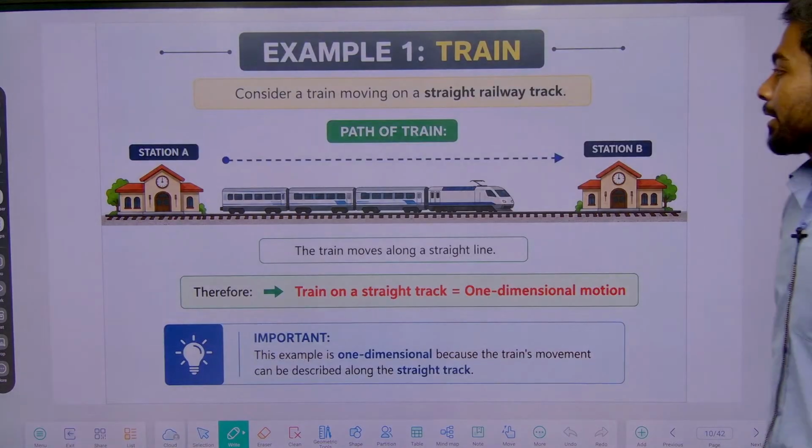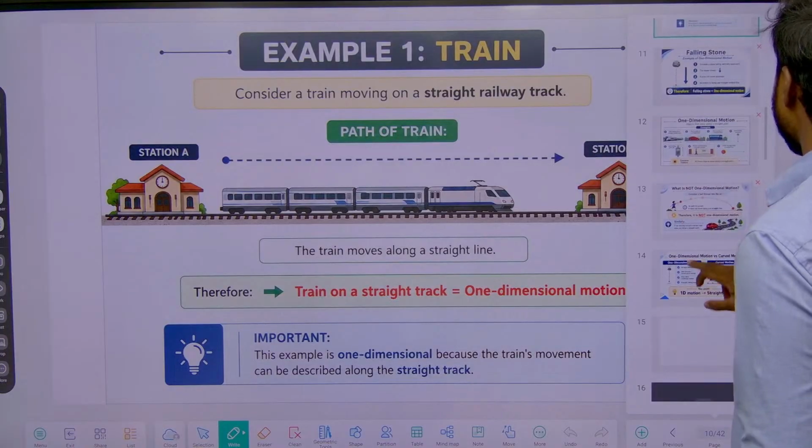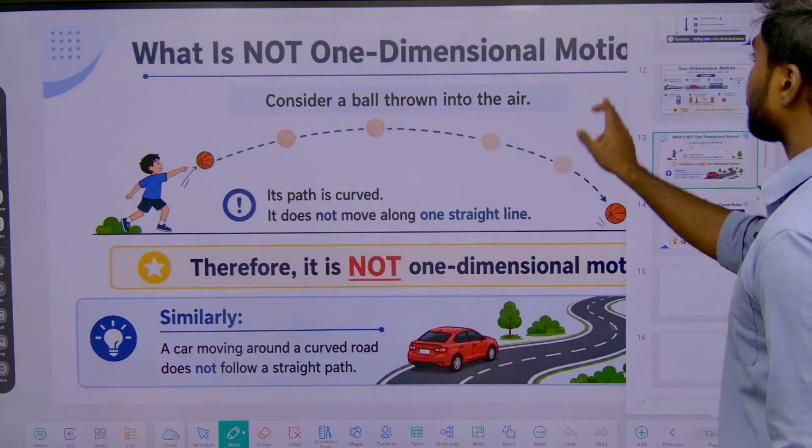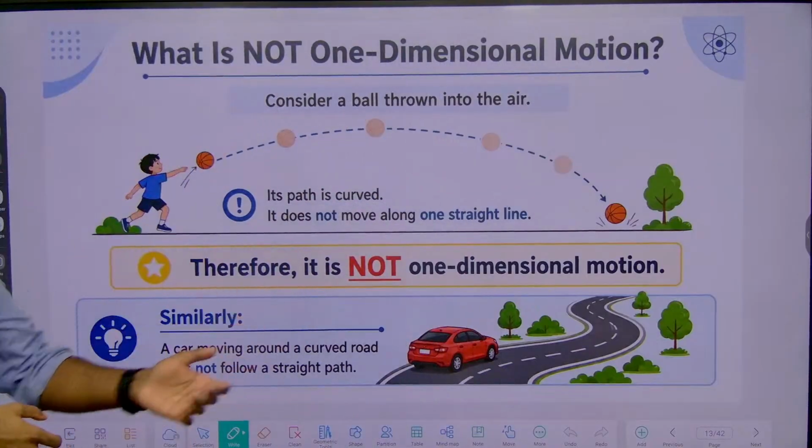So we'll go for the next thing. What is not one dimensional motion?